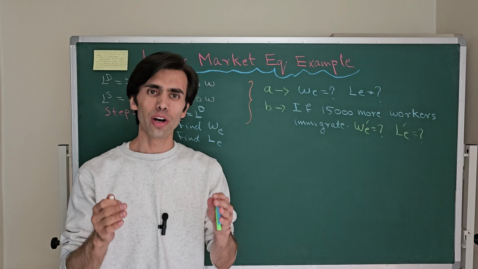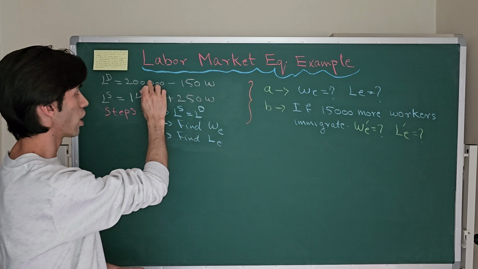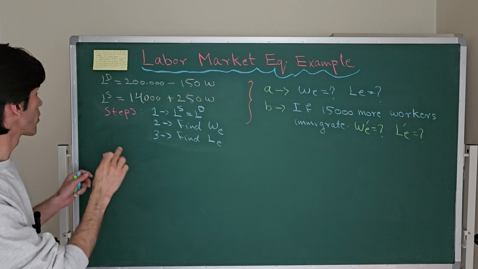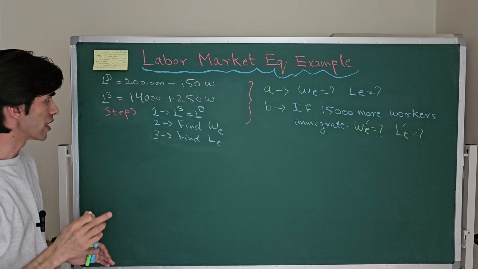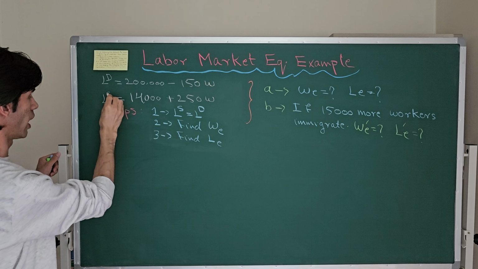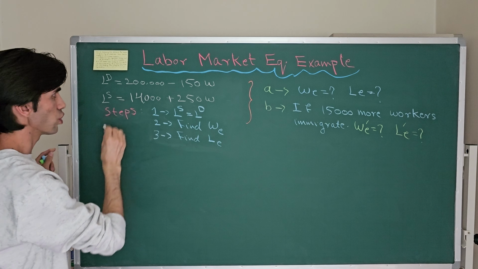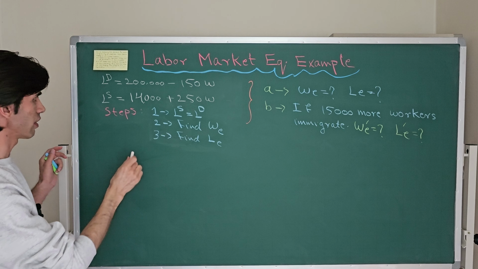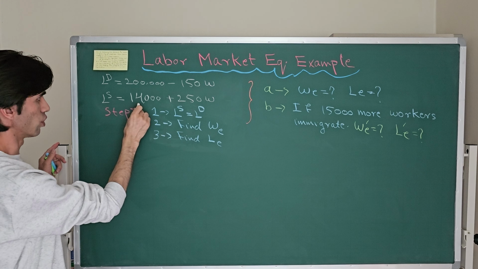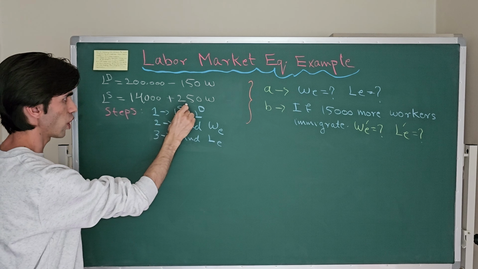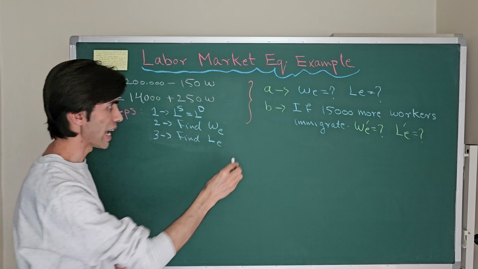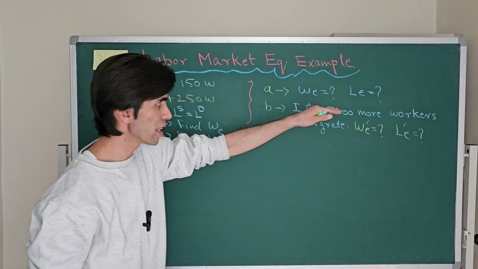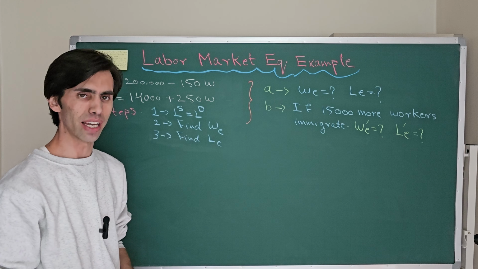In this video, we are going to solve a practical example on labor market equilibrium. So let's start. The example is: in an economy, the demand for workers is given by the equation LD equals 200,000 minus 150 W. And the labor supply is given by this equation: LS equals 14,000 plus 250 W. Part A asks us to find the equilibrium wage and equilibrium quantity, WE and LE.